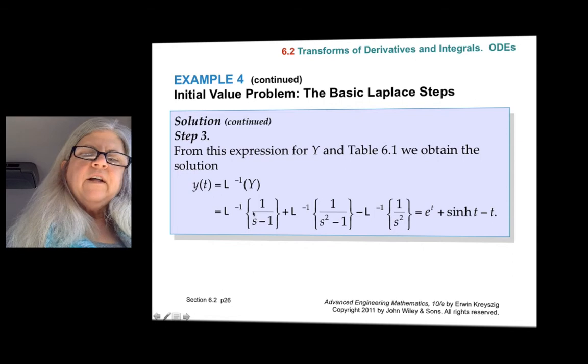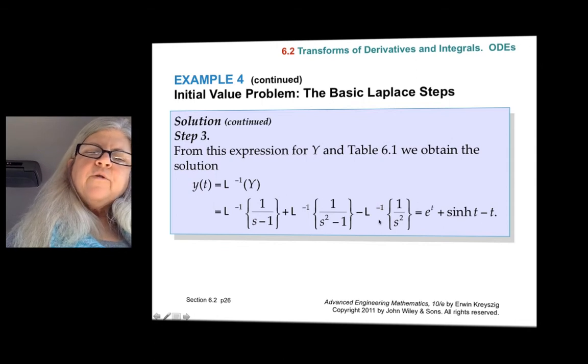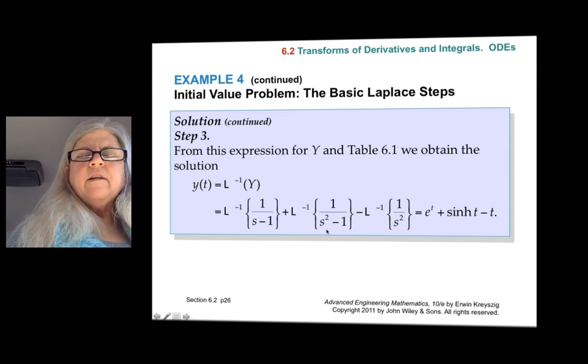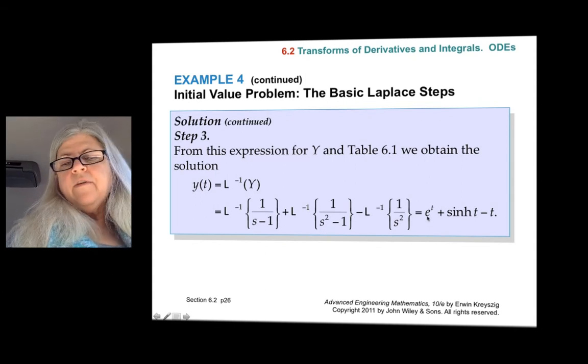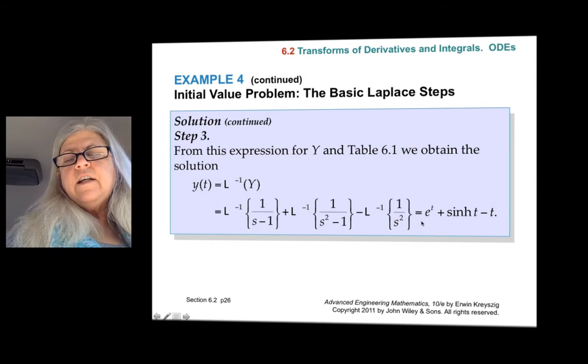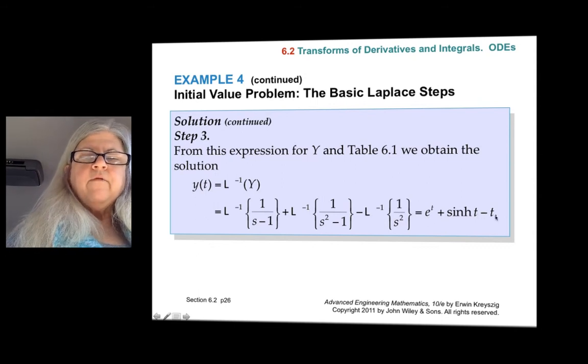We do that by looking up term by term on the table. So we have our first term, our second term, and our third term. Each one of these, now that we've expanded this using partial fraction expansion, is going to correspond directly to a term that we can look up on the table. So we'll have our e to the t, our hyperbolic sine of t, and our minus t, the ramp function.